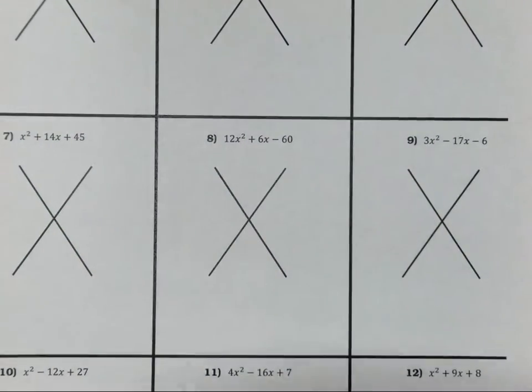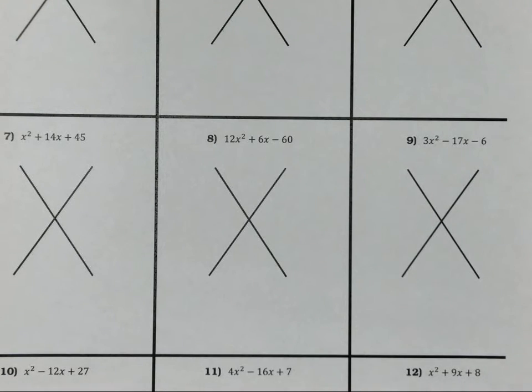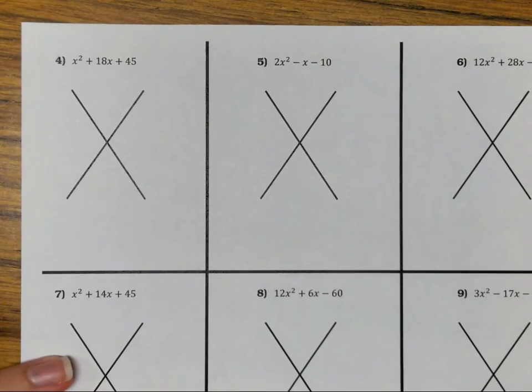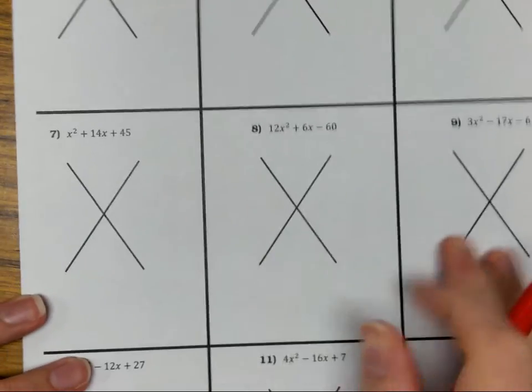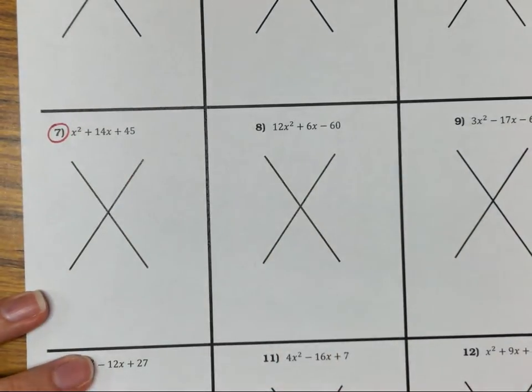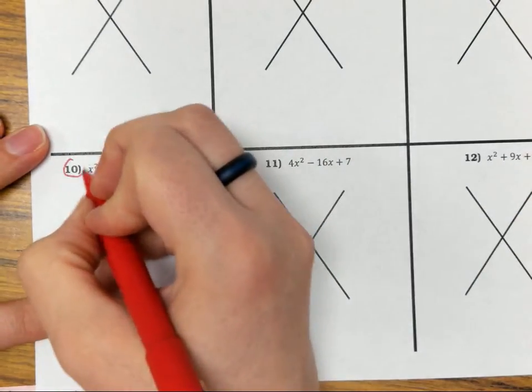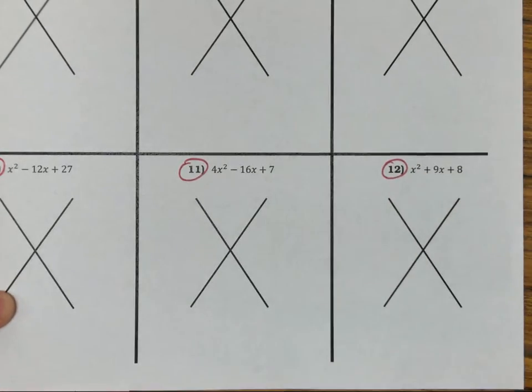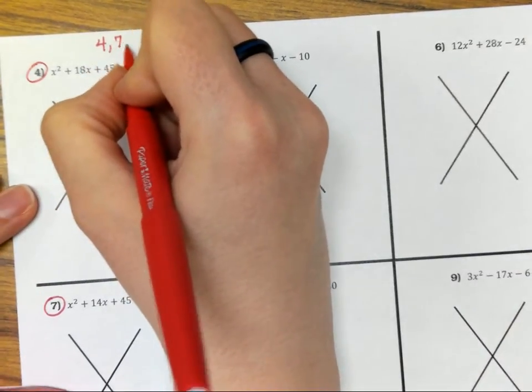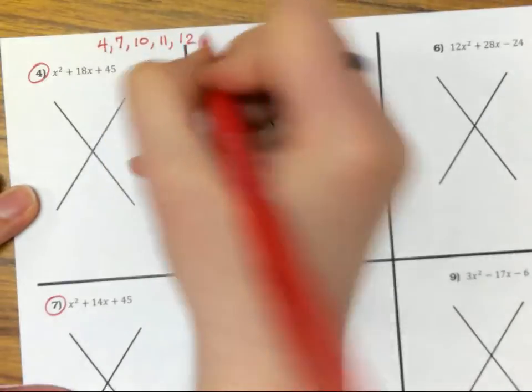Okay, you turn your paper over. I want you to try number 4, number 7, number 10, 11, and 12. All right? So right now, you are trying 4, 7, 10, 11, 12.